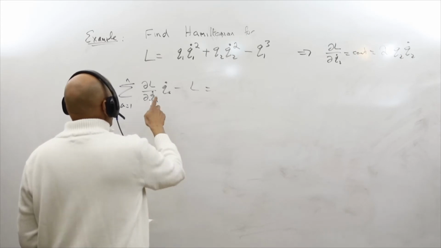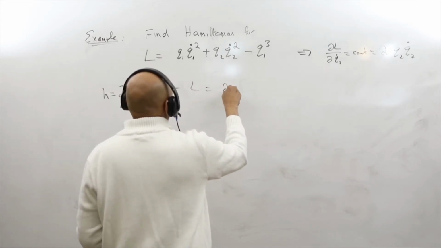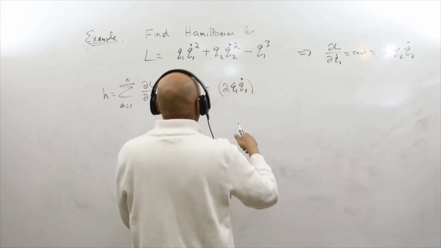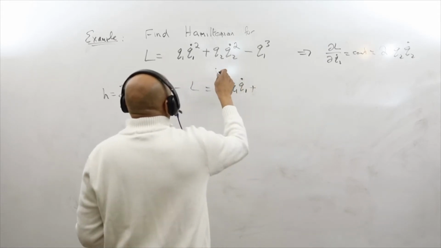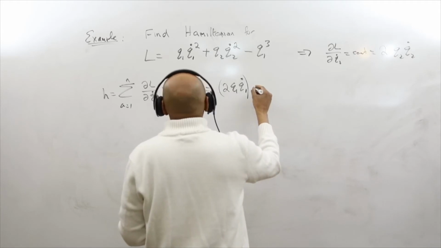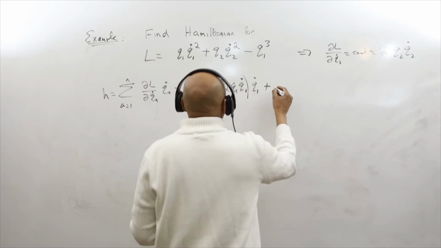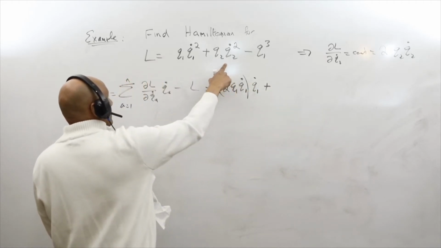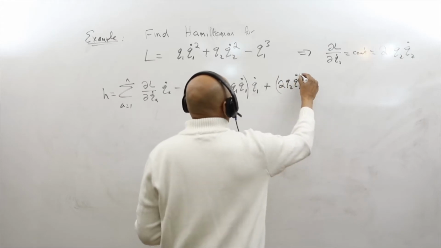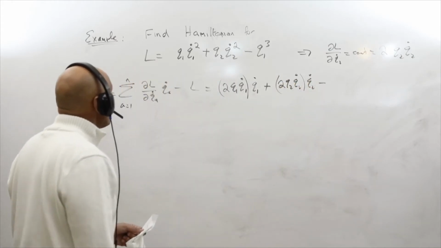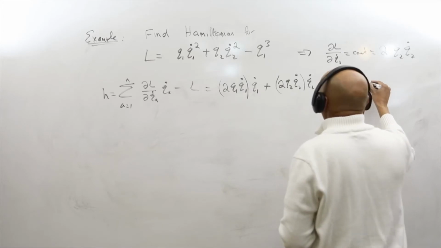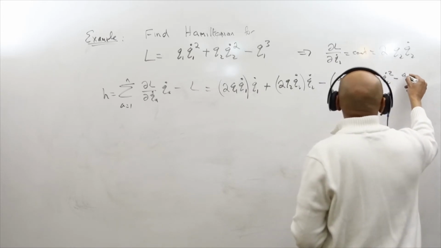In this case, it happens to be the partial of L with respect to Q1, so that would be 2Q1 dot, multiplied by Q1 dot, plus the partial of L with respect to Q2, so that would be 2Q2 dot multiplied by Q2 dot, minus the Lagrangian, which is Q1 dot squared plus Q2 dot squared minus Q1 cubed.